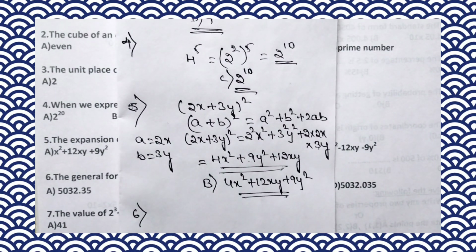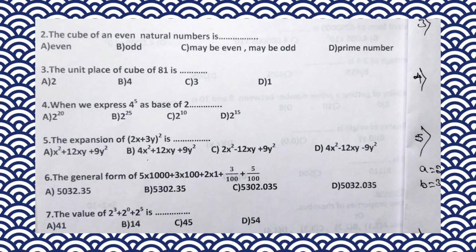So now let us move for the sixth question. The sixth question is the general form of 5 into 1000 plus 3 into 100 plus 2 into 1 plus 3 by 100 plus 5 by 1000. So now we have to write the general form of this one.